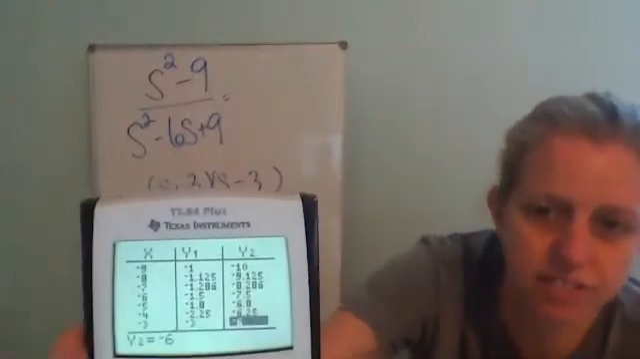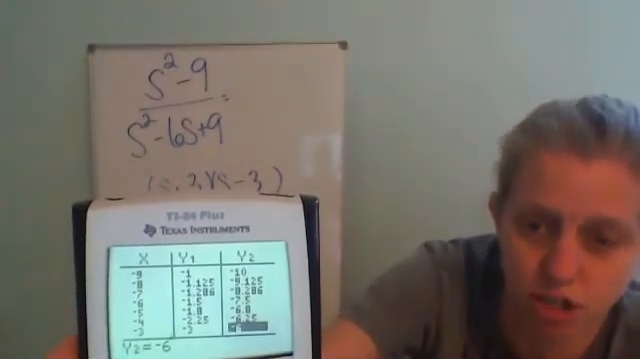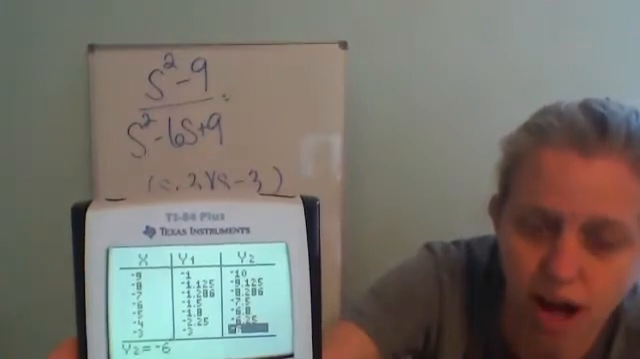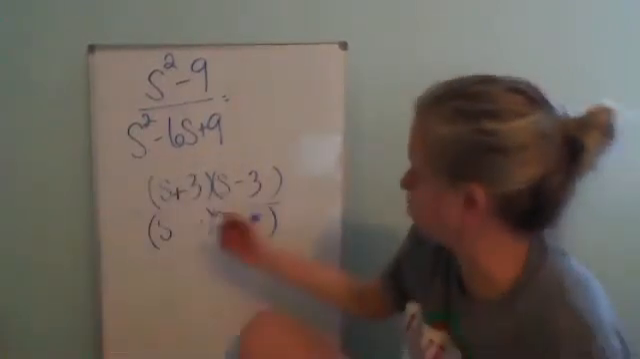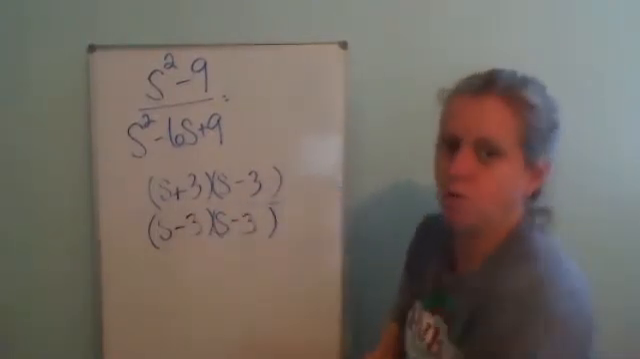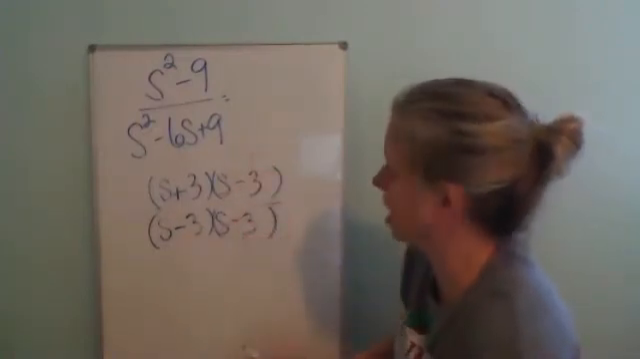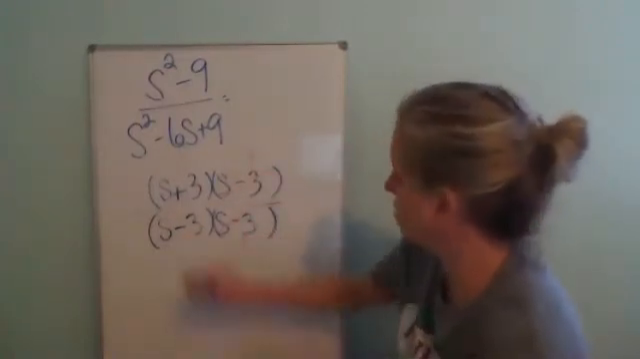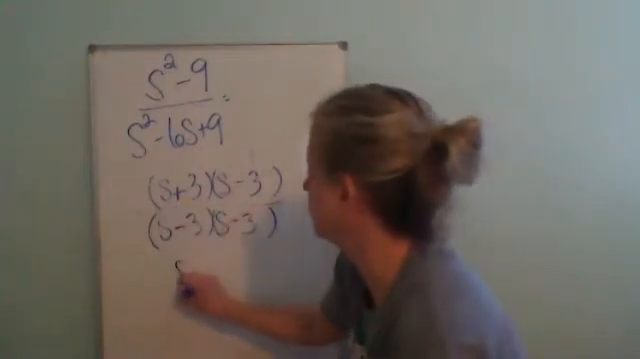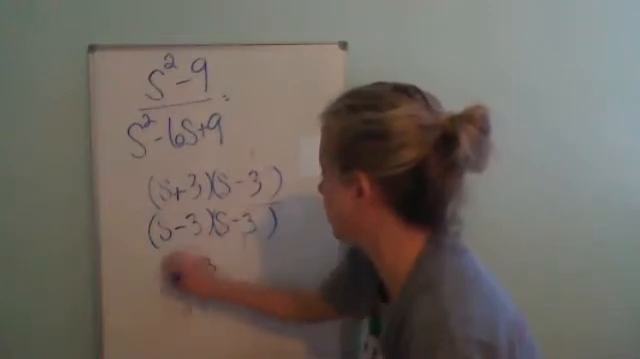So see that -6 in the second y? That tells me that I need to use the 2 numbers, the x and the y1 as my numbers for my factors. So I'm going to use that -3 minus 3. Now, once I get the bottom factored, the s minus 3s will cancel. So what you're left with in the top is s plus 3, and in the bottom, s minus 3.